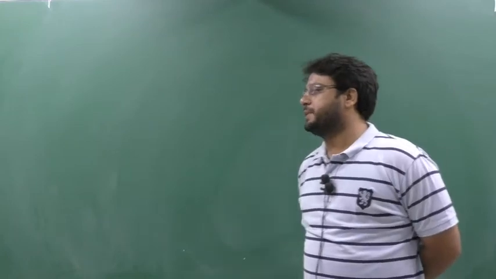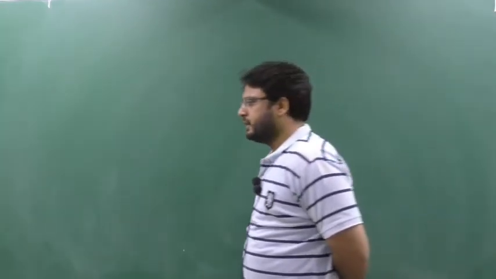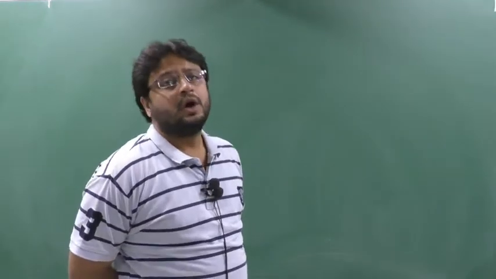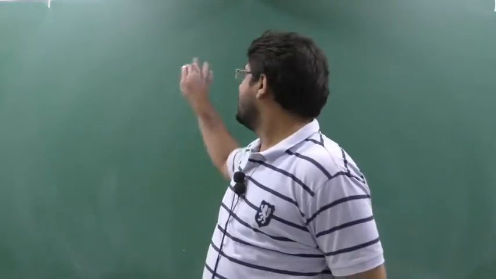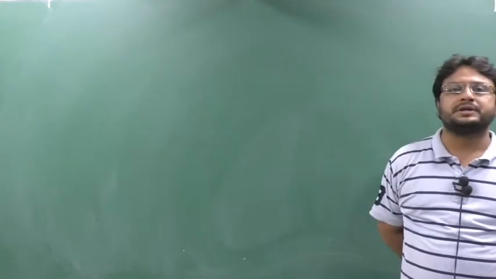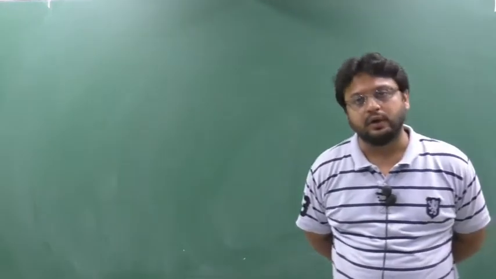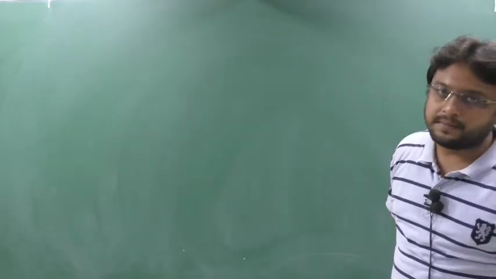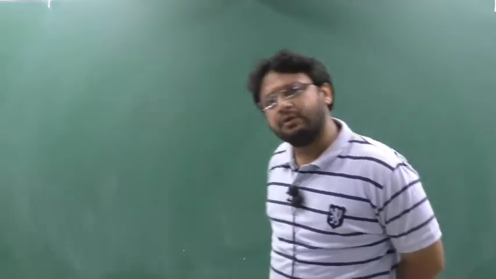Last class we saw the preparation of an alcohol from Grignard reagent, and today is the last class of preparation of alcohol. Today I will discuss the remaining preparation of an alcohol. Then next we will go to the physical properties, and then we will go to the chemical properties.